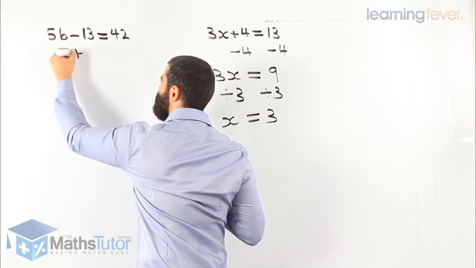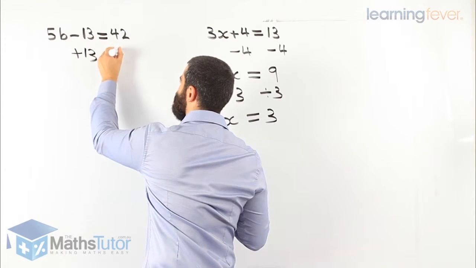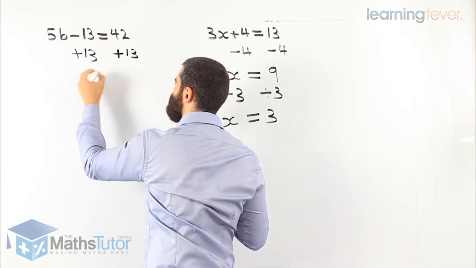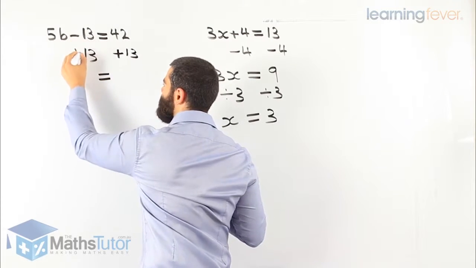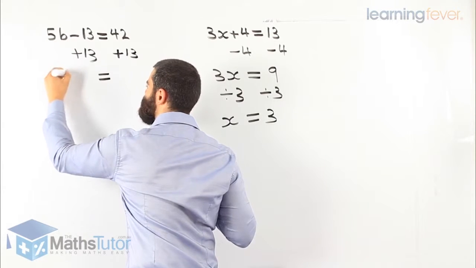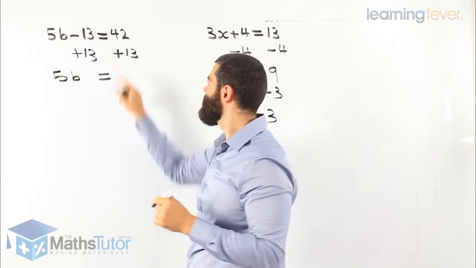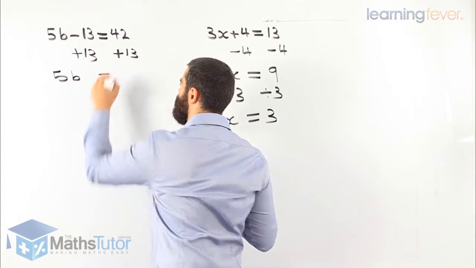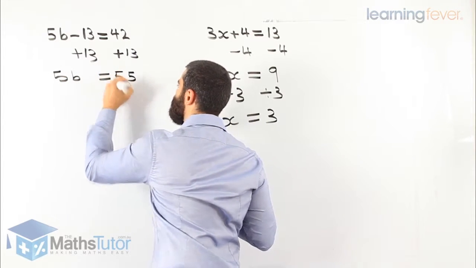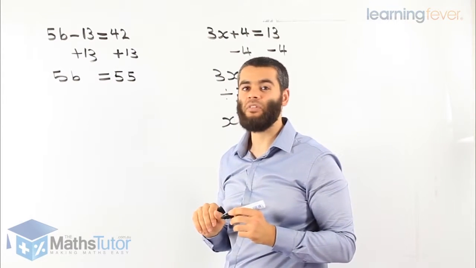Minus 13 becomes plus 13. What we do to one side, we do to the other side. Plus 13 here. Negative becomes positive. We always do the opposite. So 5b, we know minus 13 plus 13 is gone. 42 plus 13 is 55. So our equation now is 5b equals 55.